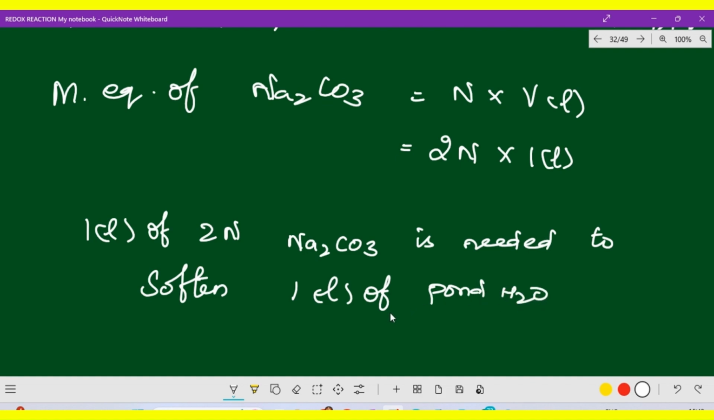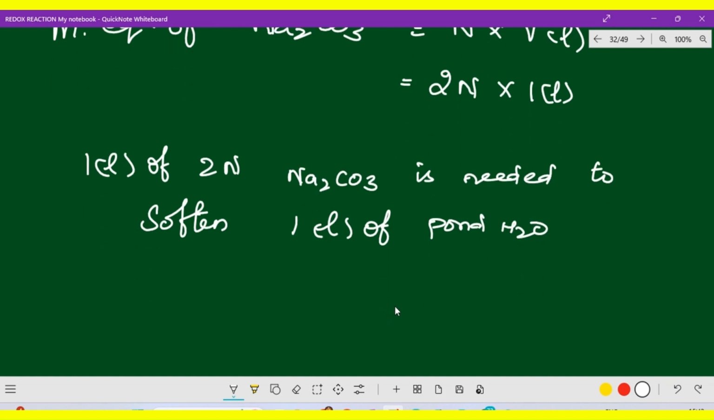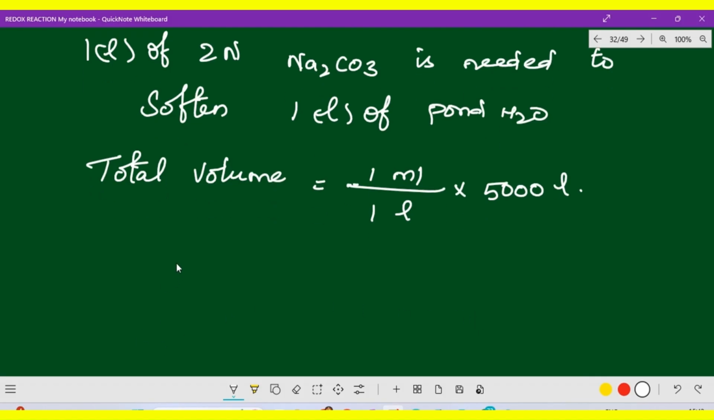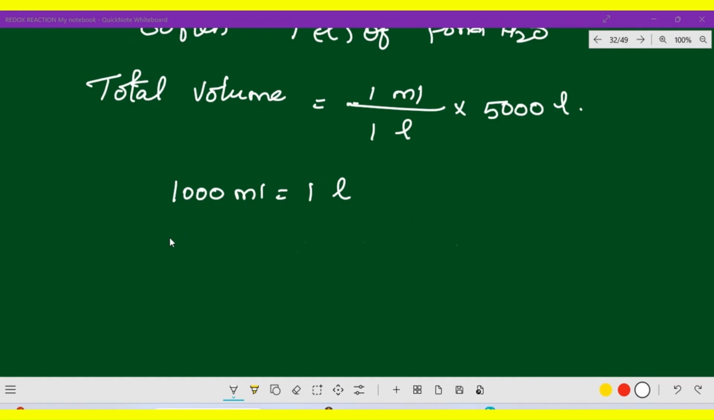Now here, the total volume of liter required to complete, they mentioned 5000 liter. So total volume equals 1 ml divided by 1 liter into 5000 liter. That is what they mentioned, 5000 liter. Since 1000 ml equals 1 liter, that means 5000 ml, so we are getting the answer as 5 liter.